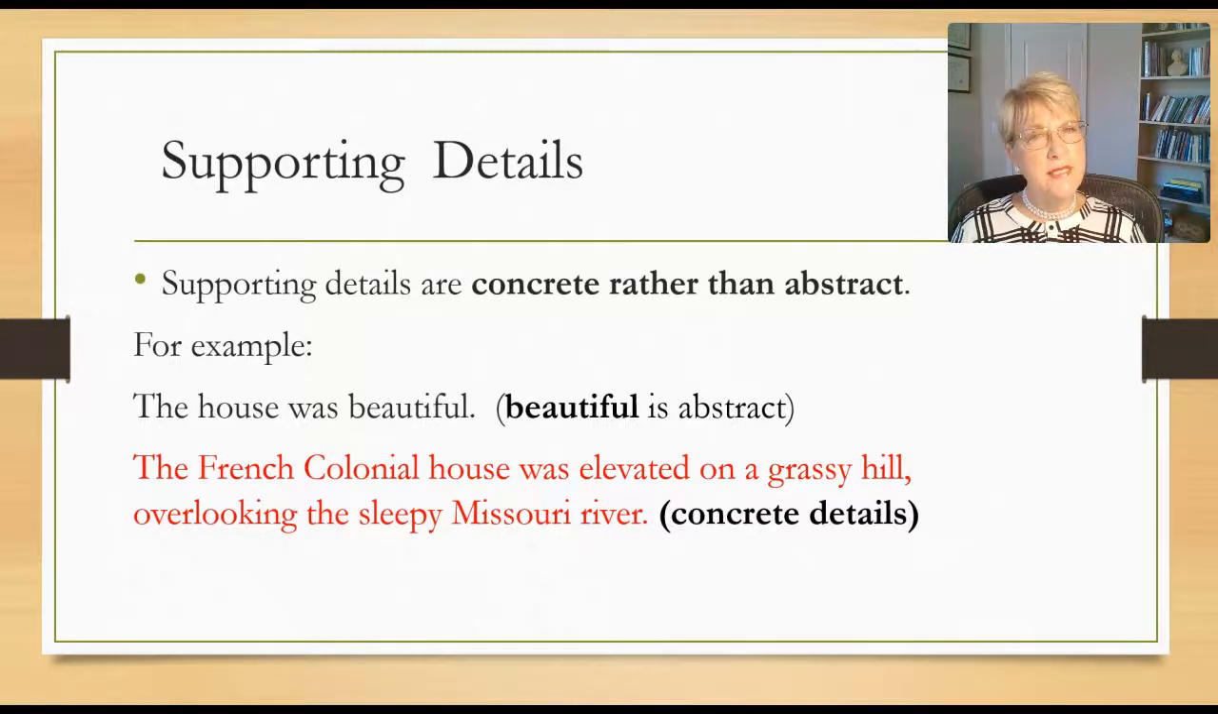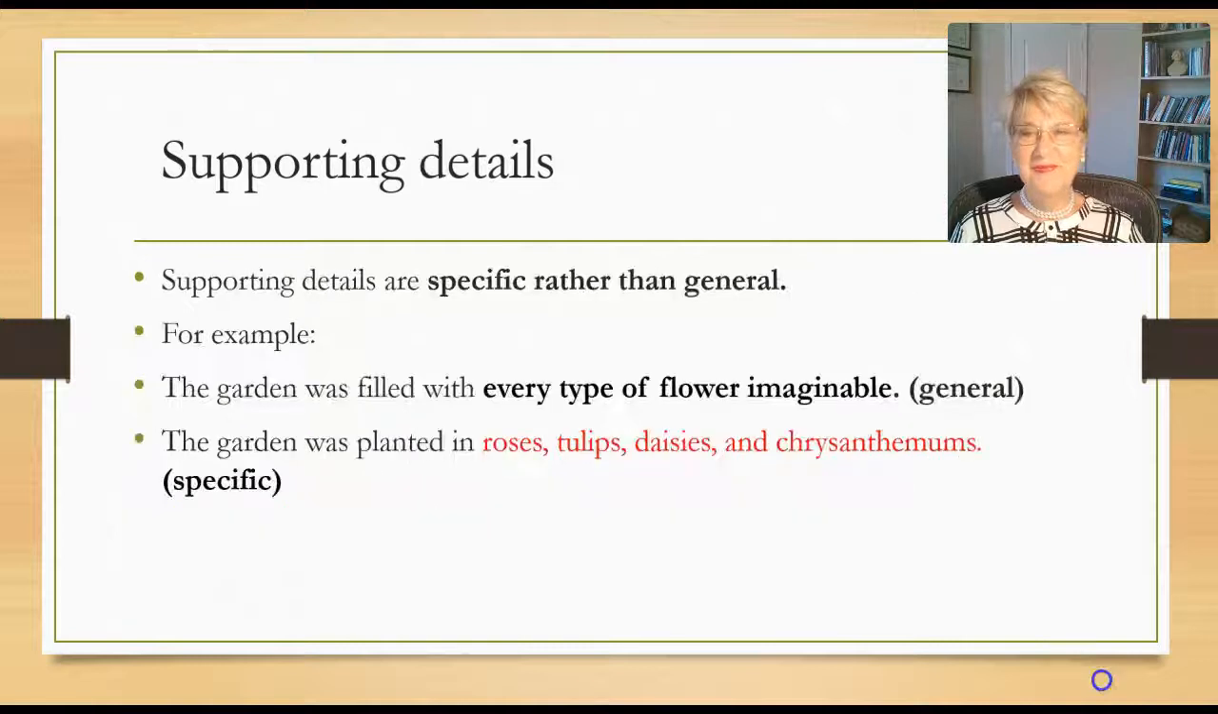So I've given you an example of a sentence that is concrete because it's using details. The French colonial house was elevated on a grassy hill overlooking the sleepy Missouri River. Do you see that's how it's a little bit more engaging and we have a visual? If you're not creating visuals, you are probably being too abstract.